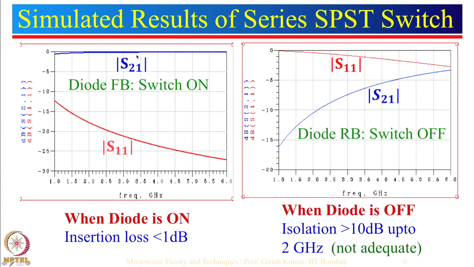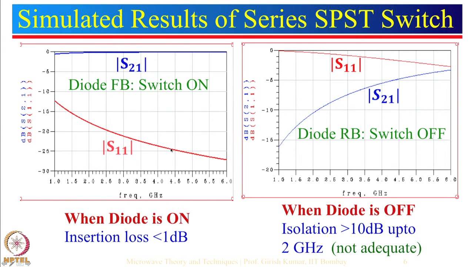Now corresponding to this S21, you can see this is the S11 plot over here. This is minus 10 dB, this is about minus 15 dB. So you can see that the reflection coefficient is good over this entire bandwidth.